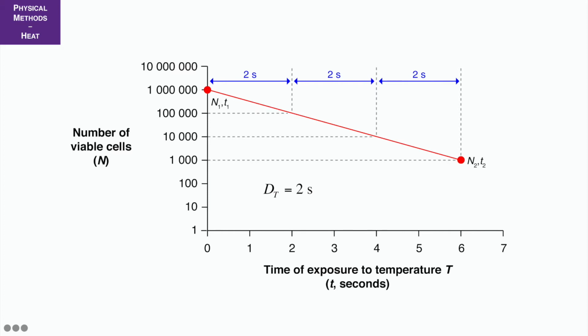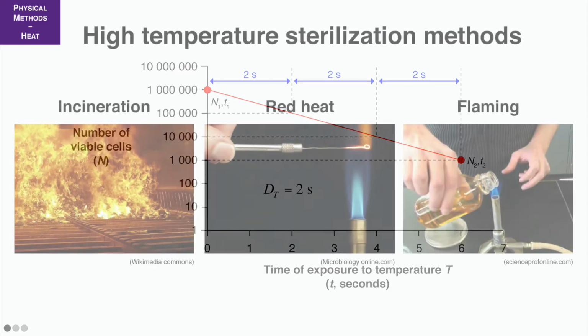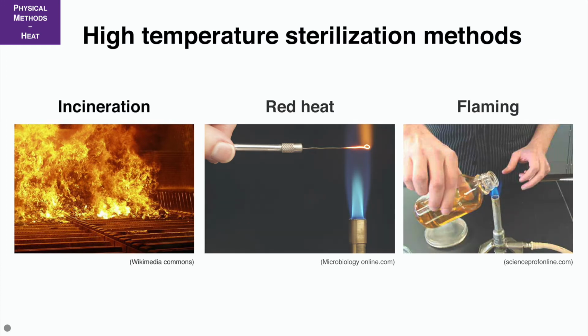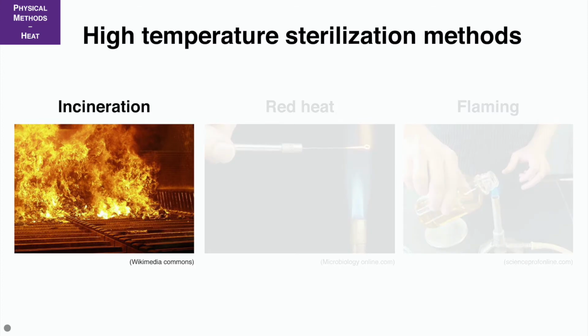We will now take a more detailed look at the spectrum of thermal methods that can be used to control microorganisms. Incineration, red heat, and flaming are 3 simple, high-temperature methods to eliminate microorganisms. Incineration involves the complete combustion of the medium at high temperature and is therefore only really applicable to the safe disposal of biohazardous waste.